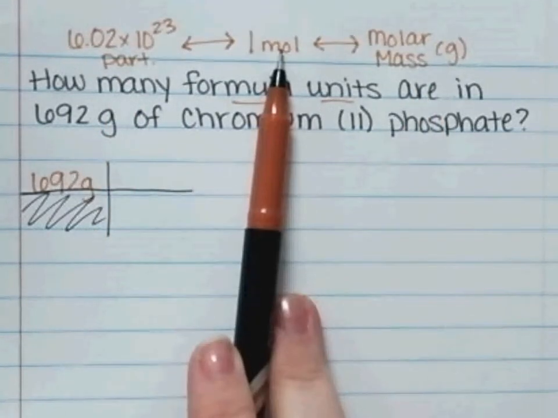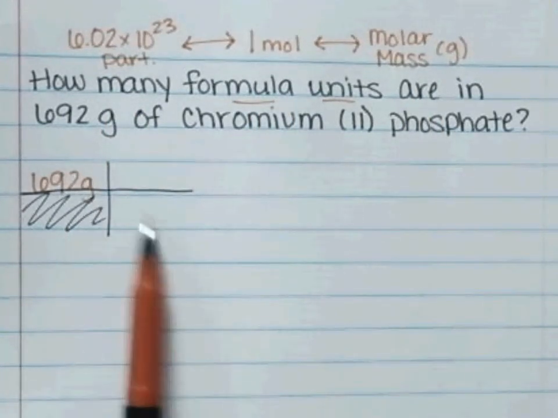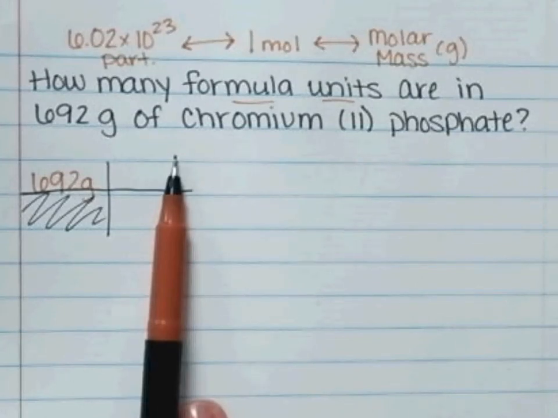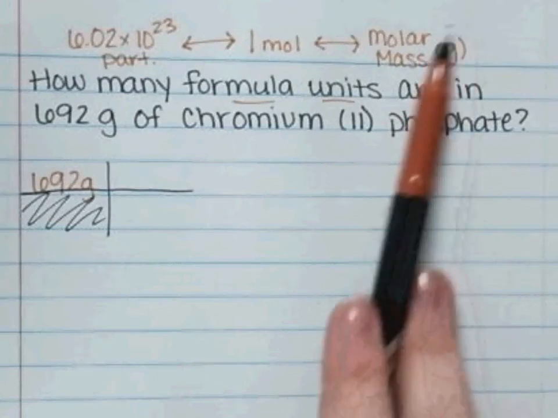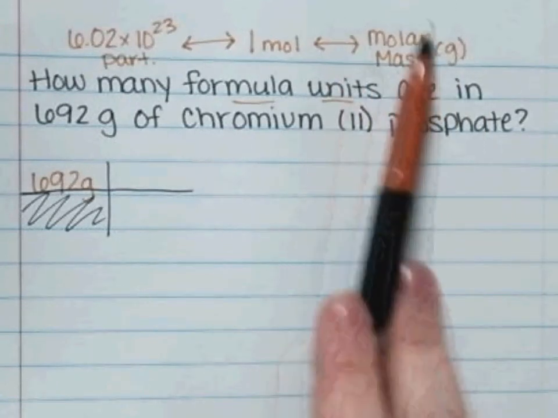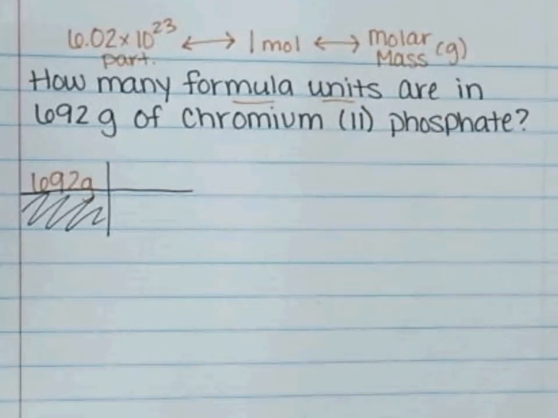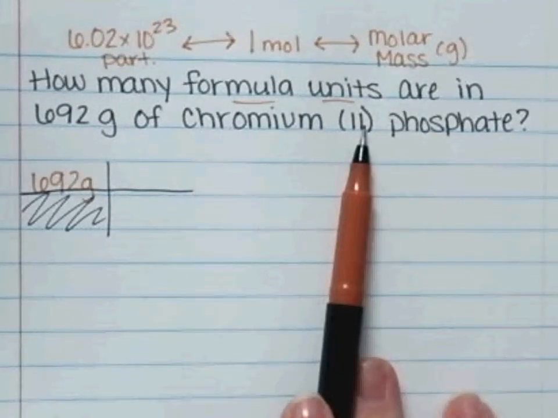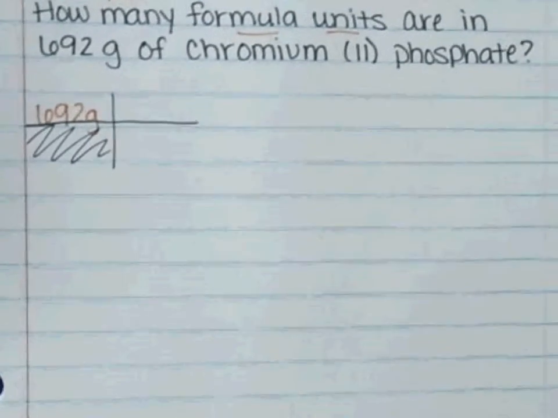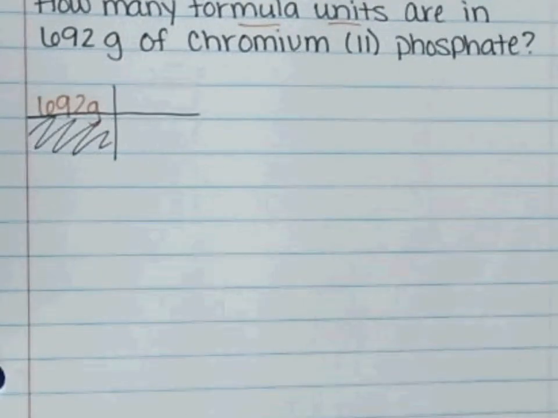All right, so let's go ahead and get this set up. I'm going to start by writing what I'm given. I am given 692 grams. That's always going to be written at the top. And on the bottom, it's always going to be empty. Then remember, I'm starting on this side. So my first conversion, following the arrows, I have to go from mass to moles. Right? I eventually want to get here, but I've got to get to moles first.